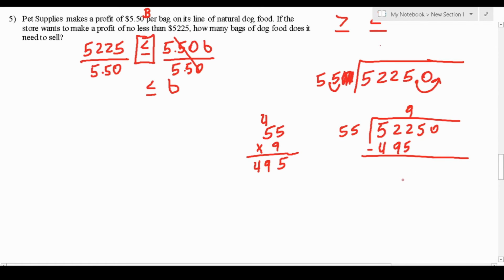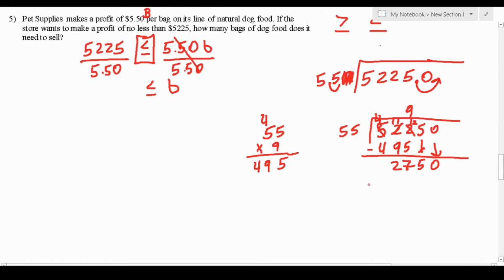2 minus 5 we can't do, so we're going to have to borrow. In this case, we're going to borrow right here. This is going to become 1. This is going to become 12. 12 minus 5 is going to be 7. Okay. 1 minus 9 we can't do. We're going to have to borrow. This is going to become 4. This is going to become 11. 11 minus 9 is going to be 2. Let's drop down this 5 and drop down this 0.